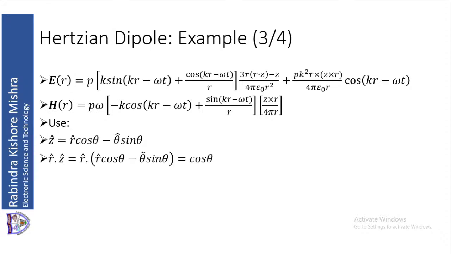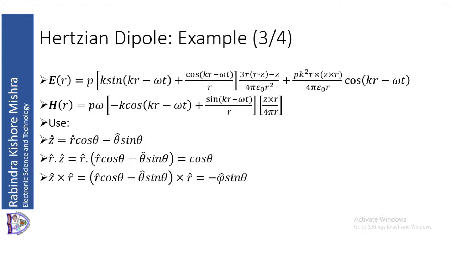Similarly, once we know what Z cap is, take the dot product of Z cap with R cap. So R cap dot Z cap will be cos theta, because R cap dot theta cap is equal to 0. So R cap dot Z cap will be cos theta.